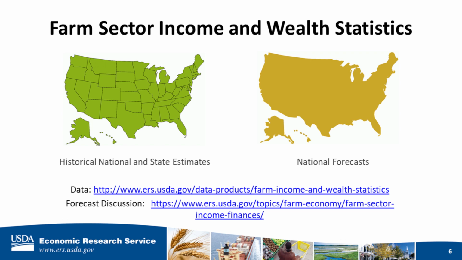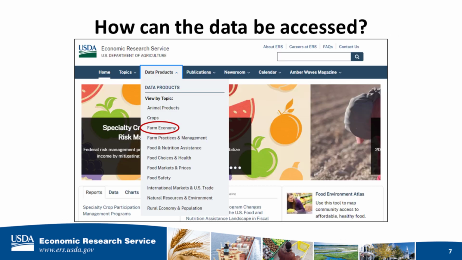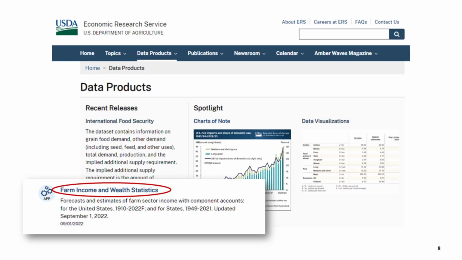This first link for data will take you to our data files and data visualizations. The second link is where you can find a written discussion of our current forecast. You can also get to the data product page and the forecast discussion through the ERS website. So if you're on the ERS homepage, you can go to the menu bar up on the top and select data products, and then select farm economy. That will take you to a list of data products for the farm economy listed in alphabetical order. So to get to the farm income and wealth statistics, just look for the farm income and wealth statistics. Here it's marked as an app for the data product.